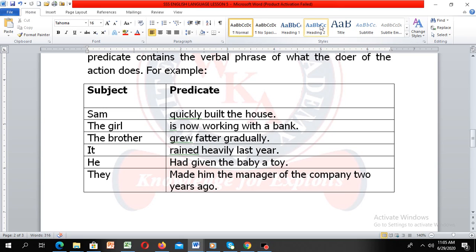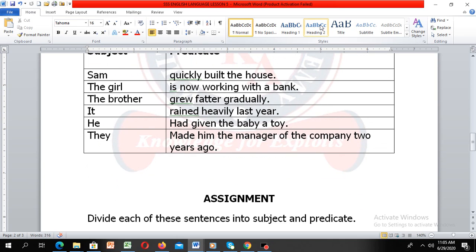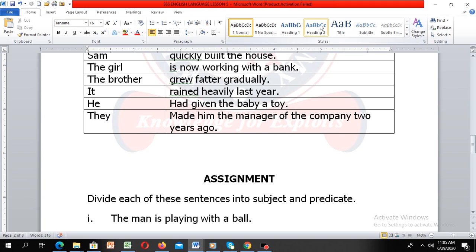They made him the manager of the company 2 years ago. They is the subject. Then made him the manager of the company 2 years ago is the predicate. Is that clear? I believe you are following it. Right? Okay, so far so good.